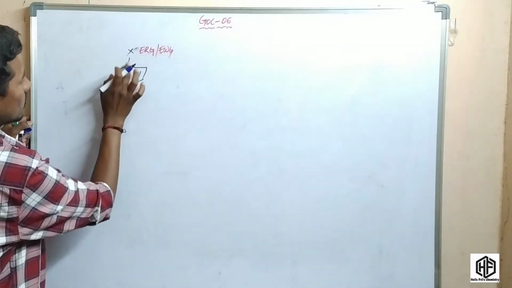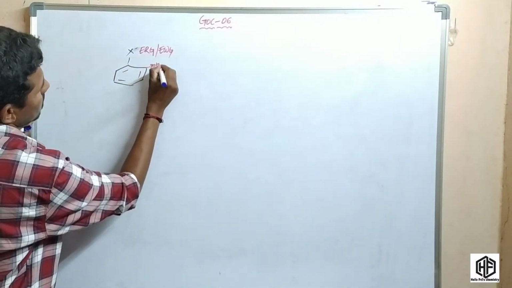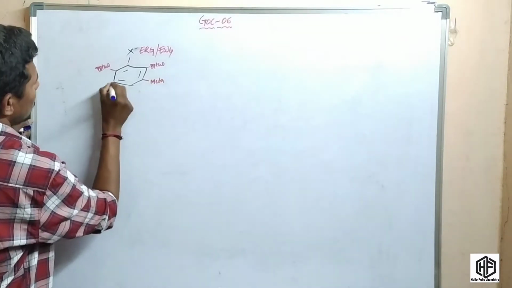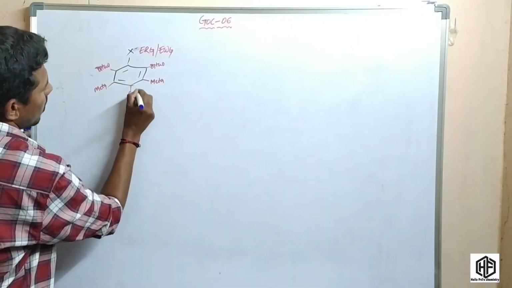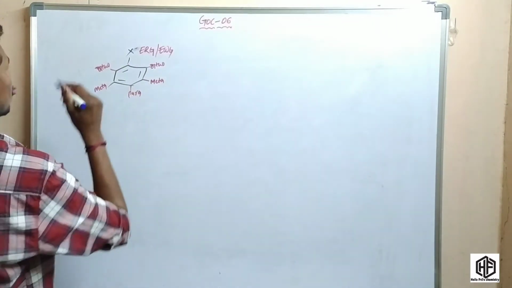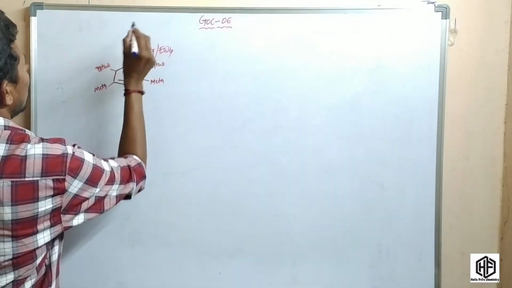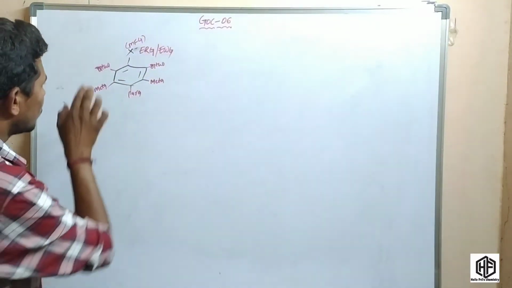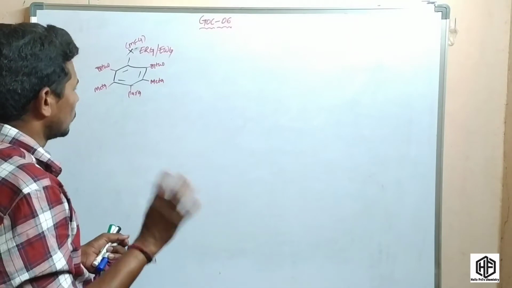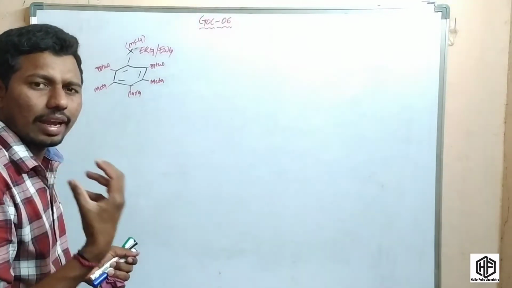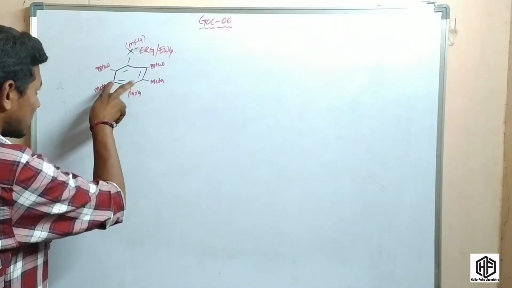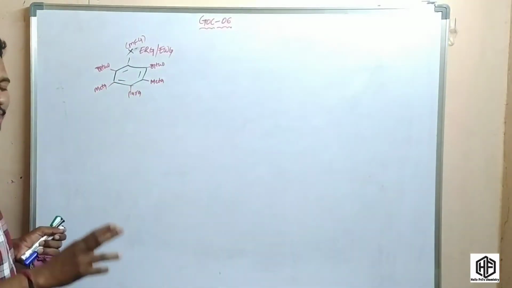This is the functional group. The positions adjacent to the functional group are ortho positions. These are ortho positions, these are meta positions, and this is the para position. When the benzene ring is connected with a main functional group, whether it is electron releasing or electron withdrawing, the adjacent carbons are called ortho carbons, the next adjacent carbons are called meta carbons, and the next carbon is called the para carbon.